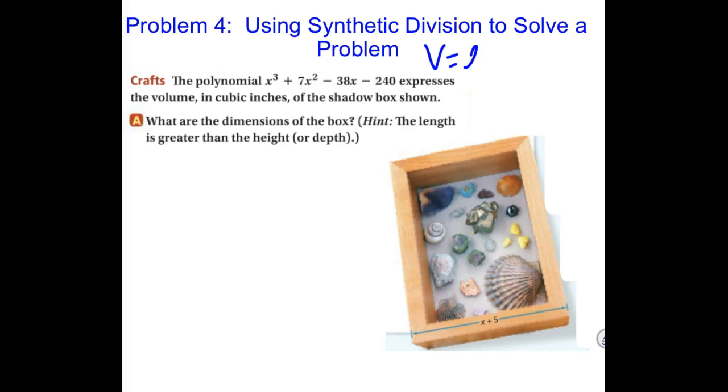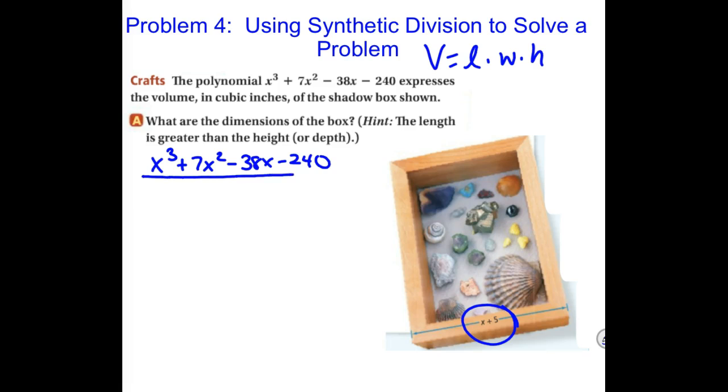The polynomial x cubed plus 7x squared minus 38x minus 240 expresses the volume in cubic inches for the shadow box shown. How do we find the volume of a box again? All right. So if I know the volume is x cubed plus 7x squared minus 38x minus 240, and in my picture here, I'm given a width of x plus 5. What happens if I divide out the x plus 5? Well, it's like saying I'm going to take volume and I'm going to divide out the width. Yes? What would be left? The length times the height. So when I do this division problem, what I have left will be the length times the height piece.